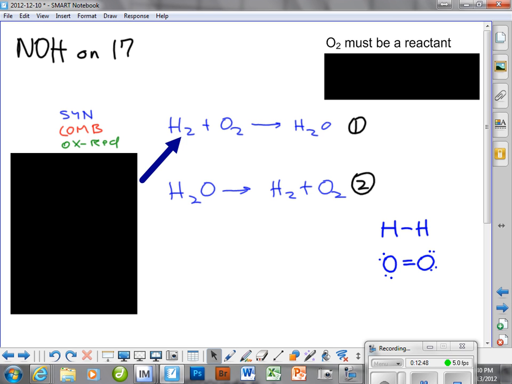Anyway, so this guy is our oxidation reduction and combustion because it has oxygen on the left side, and synthesis because one and one come together to form a third thing that wasn't there before. We didn't have water when we were over here. When we were over here, we had water. Now, we're going to come to this second reaction.